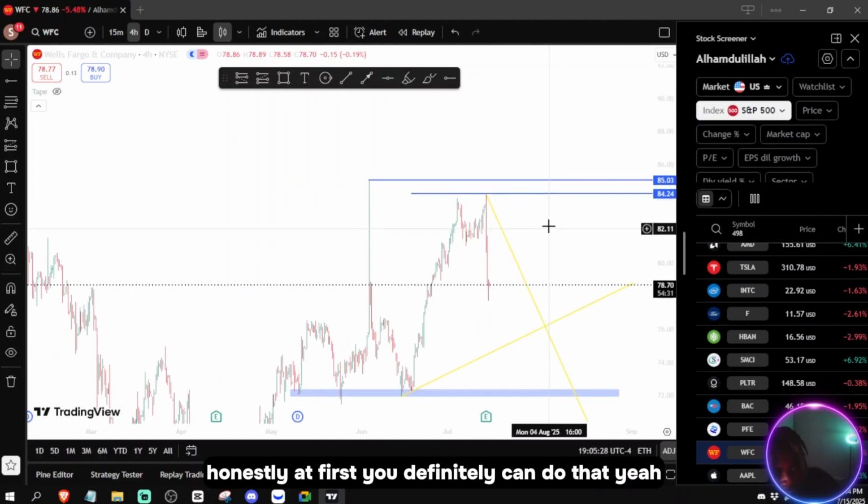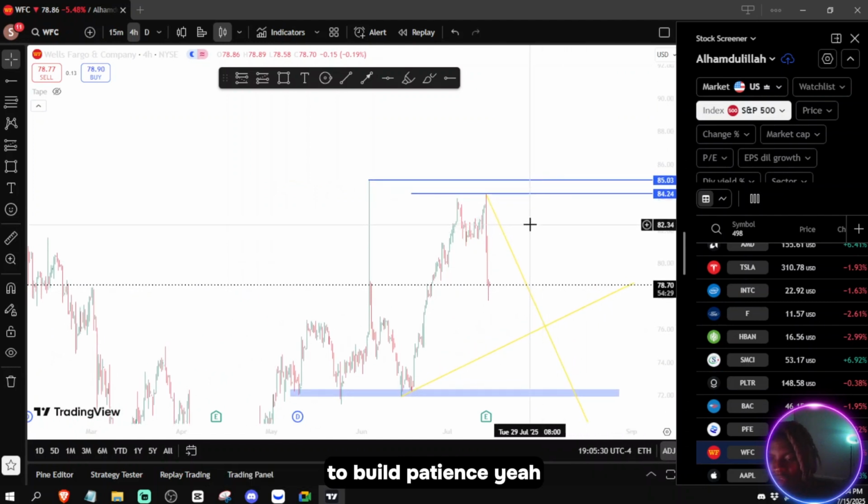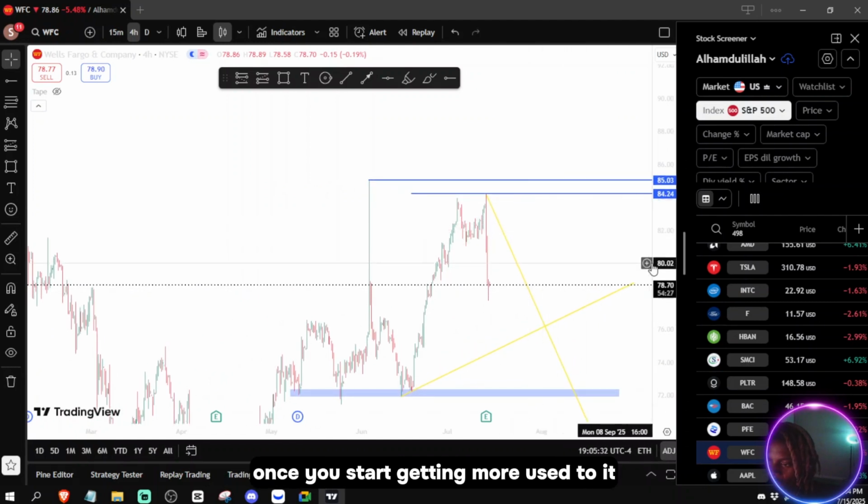Honestly, at first you definitely can do that, to build patience. Once you start getting more used to it, then you can have three stocks going at once. But ideally, you could just wait for these setups to happen because it's gonna build that patience. And you could keep stacking your bread in real life. You're not gonna be losing bread taking any other setups, you're just waiting for your setup. Keep running up your business bread, keep doing whatever we need to be doing. And then when the setup does come, boom, deploy, deposit, boom, and then win, inshallah. And then just keep doing it like that.